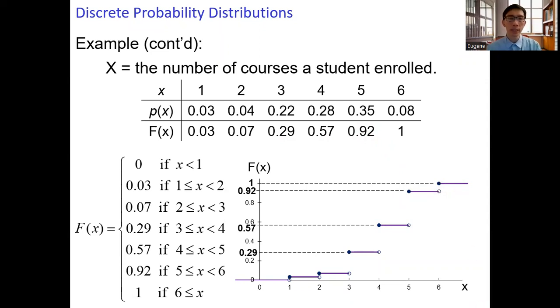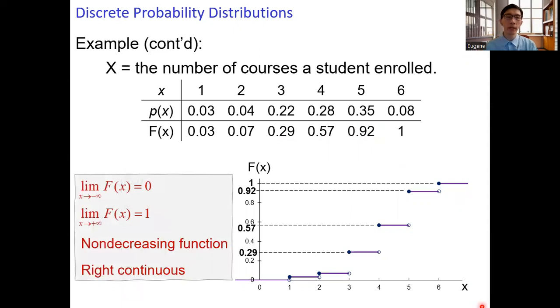From the graph of the CDF of X, we can verify the 4 properties. The limit of F of x equals 0 when x approaches minus infinity. The limit of F of x equals 1 as x approaches positive infinity. The CDF is a non-decreasing function, and it is right continuous.